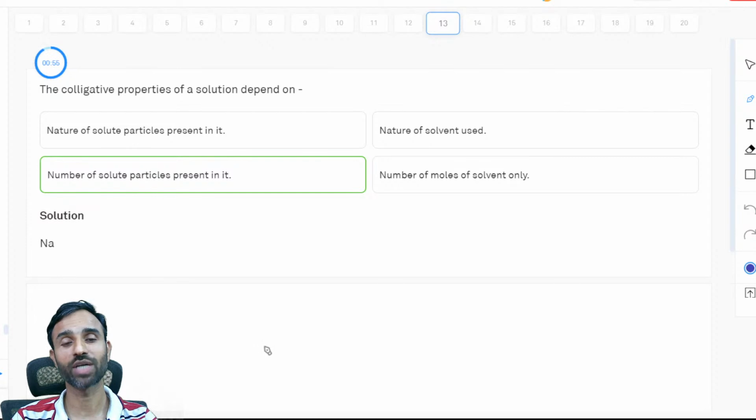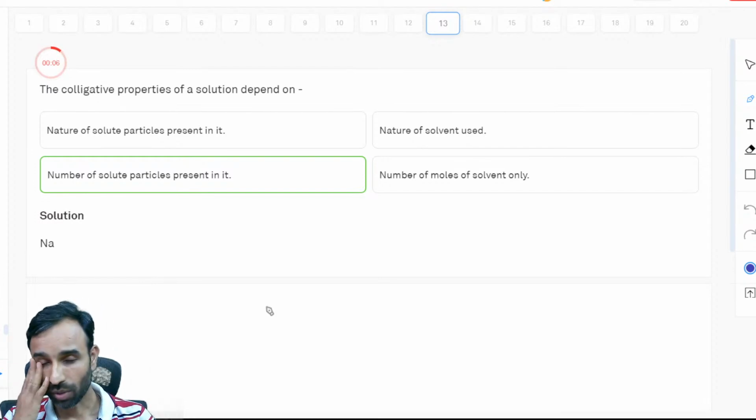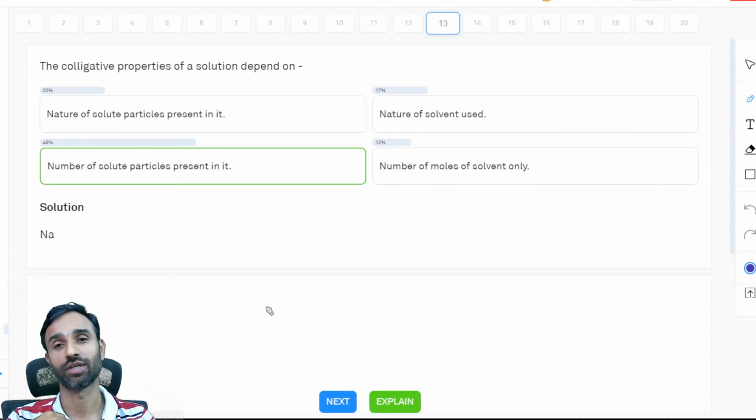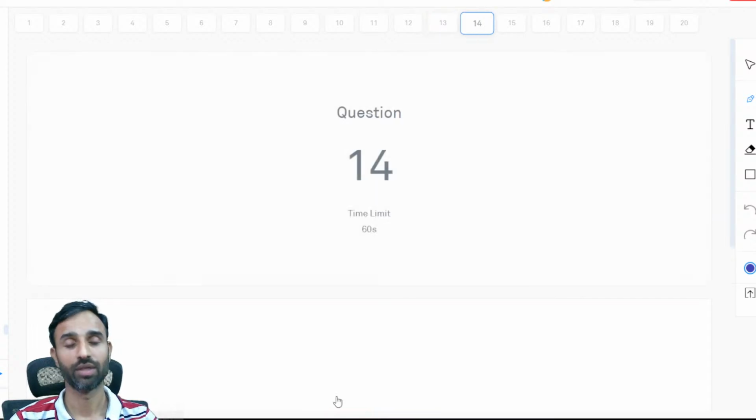The colligative property of a solution depends on, what does it depend on, beta? I think I should give 20 seconds for that, but I have given 60 seconds. So the colligative property of a solution depends on the number of solute particles, independent of the nature. So that means option C was correct.